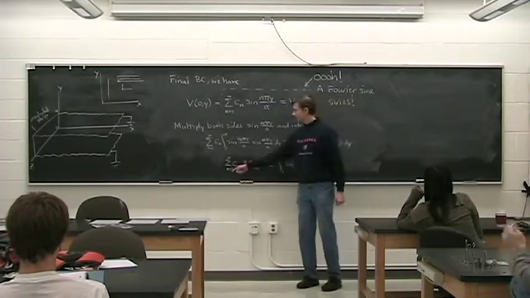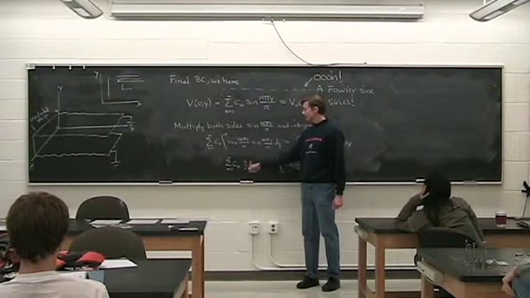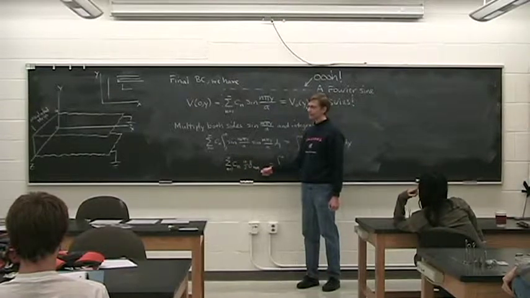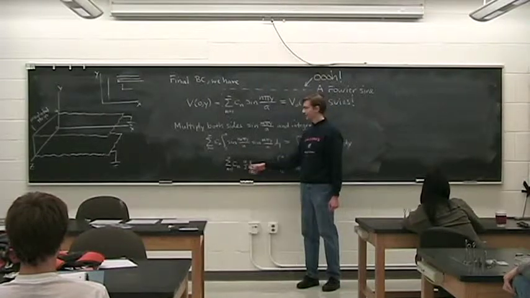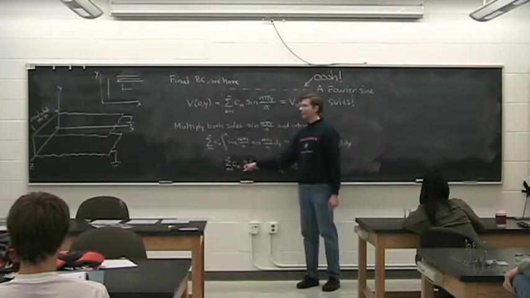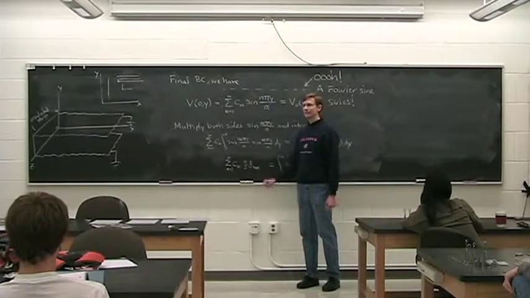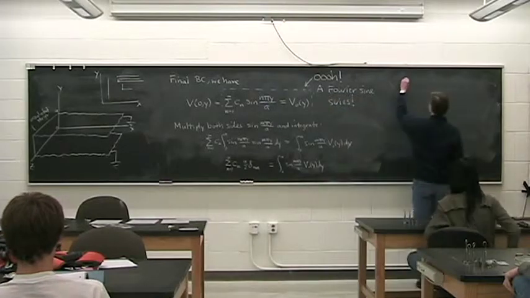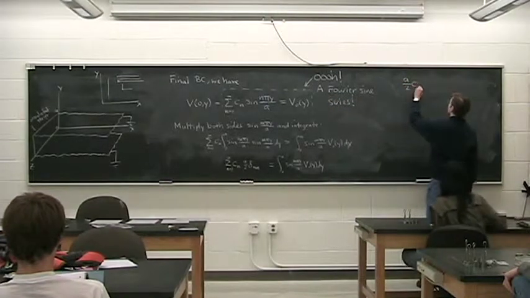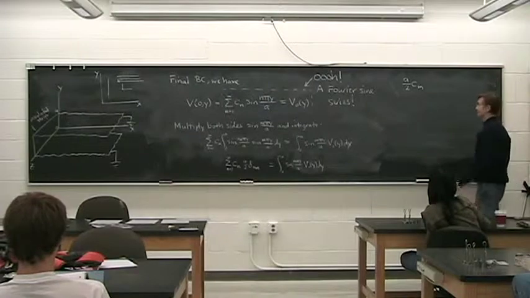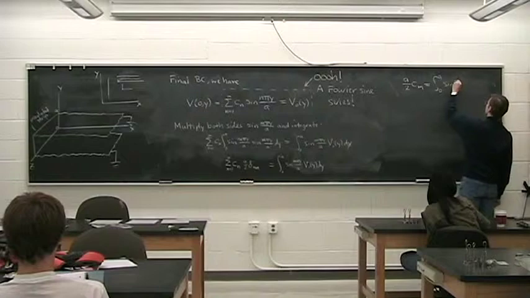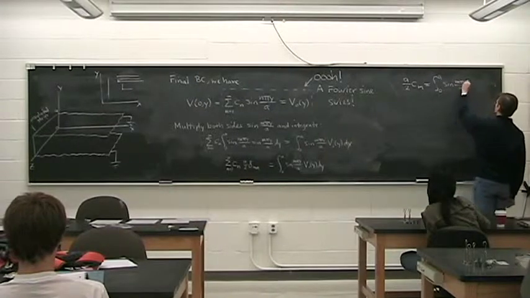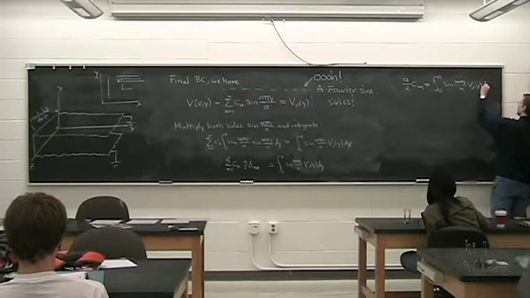All right. So I add up all the values of n of C_n a over 2 delta_mn. Delta_mn is 0 for every value of m except for the one where m is equal to n. So you just get C_m times a over 2, right? That's the only thing that lives out of this summation. So you get a over 2 C_m equals the integral from 0 to a of sine(m pi y over a) V naught of y dy.